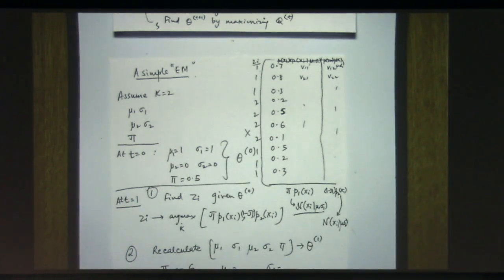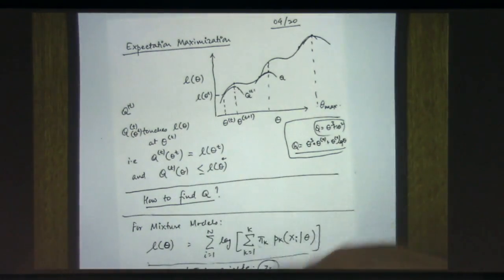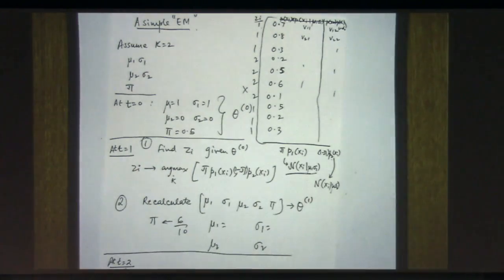But now we will look at an actual EM, which is guaranteed to reach there by doing this two-step strategy. The reason I showed you this is that it gives you a sense of how you would do it in a more crude, simpler way, right? Any questions so far? Yes.